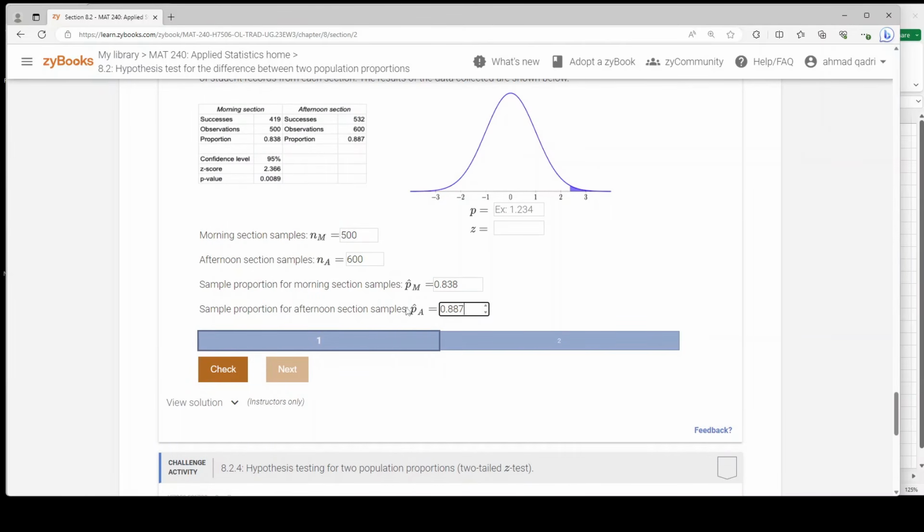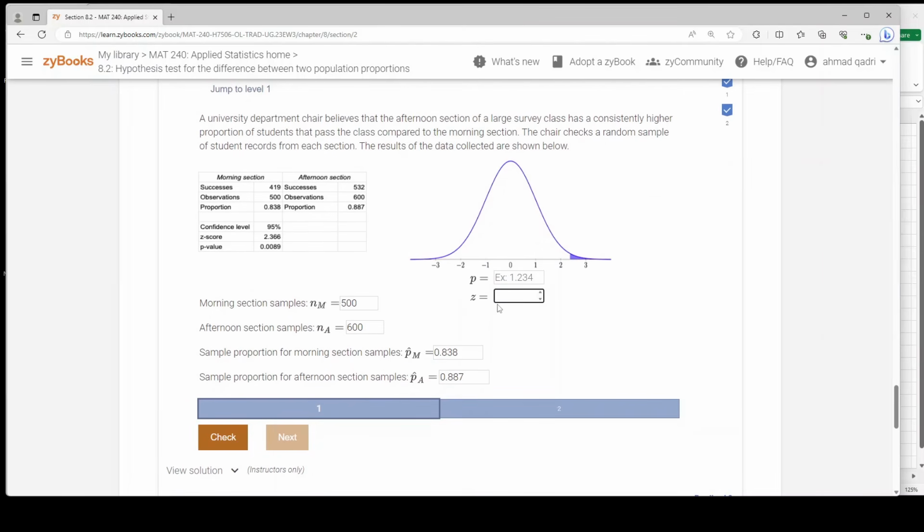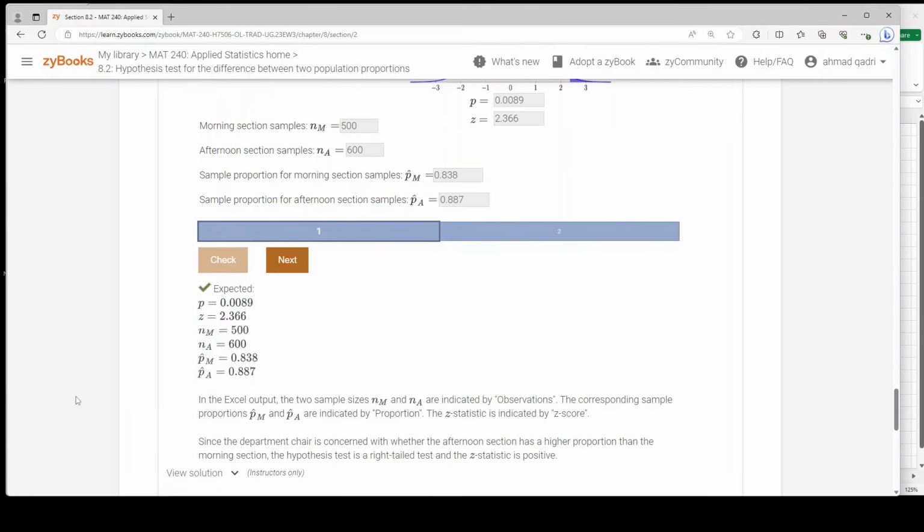Right, so we have answered these questions, and now we need to specify the z-score. The z-score is provided here. It's 2.366, and the p-value is 0.0089, which is provided right here. And so that completes this question, and we have the correct responses here.